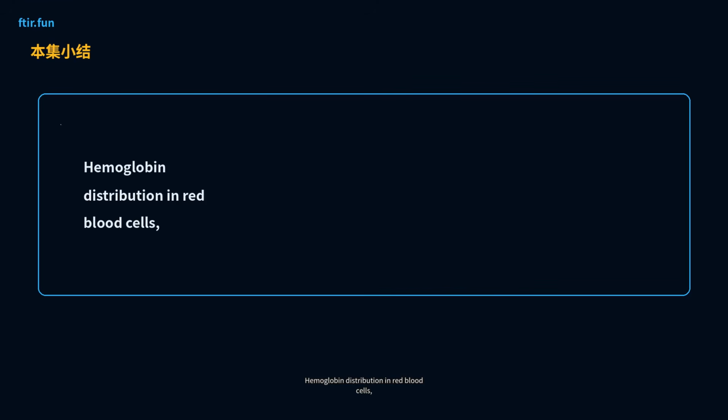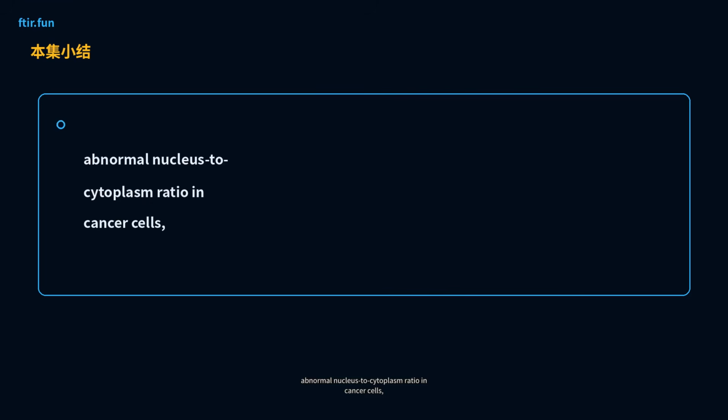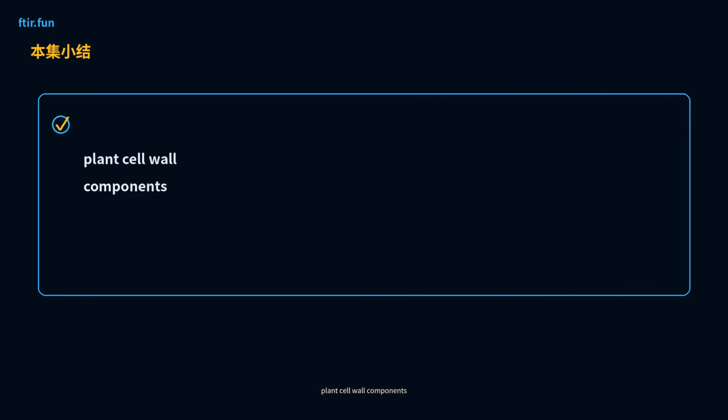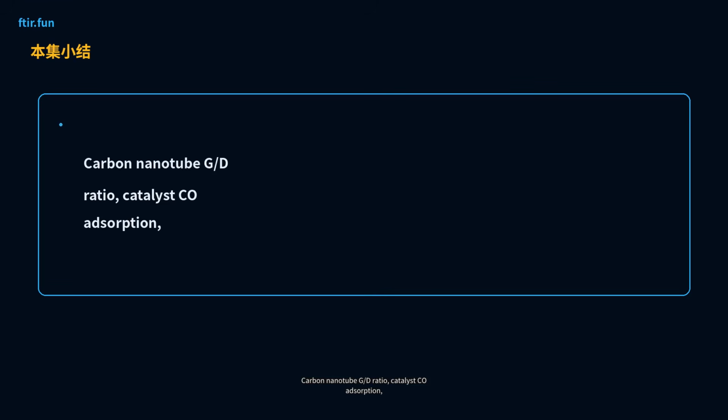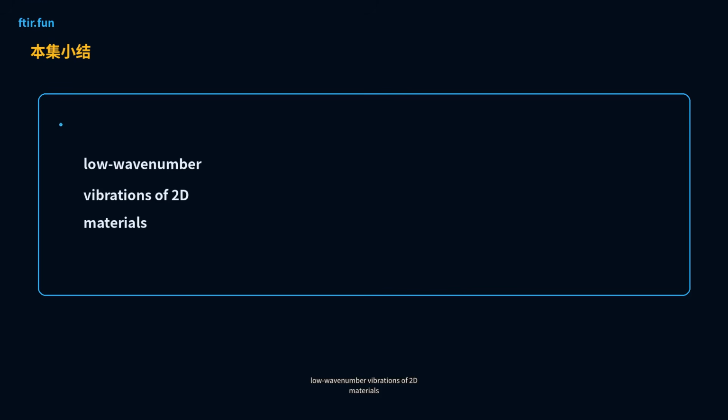Single-cell imaging: hemoglobin distribution in red blood cells, abnormal nucleus-to-cytoplasm ratio in cancer cells, plant cell wall components. Nanomaterial characterization: carbon nanotube D/G ratio, catalyst co-adsorption, low wavenumber vibrations of 2D materials.